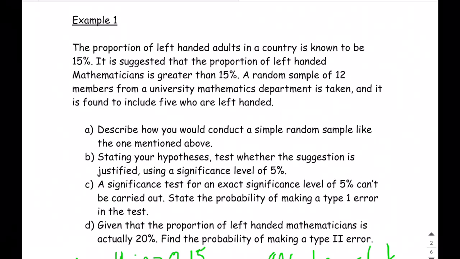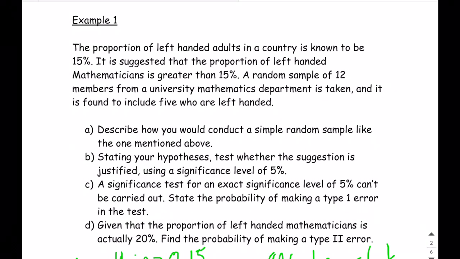Okay, so this example on type 1 and type 2 errors is very, very similar to what we should expect in an exam. The proportion of left-handed adults in a country is apparently 15%. I suggest that the proportion of left-handed mathematicians is greater than 15%. A random sample of 12 members from a university mathematics department is taken and is found to include 5 left-handed people. So a standard hypothesis kind of question there.